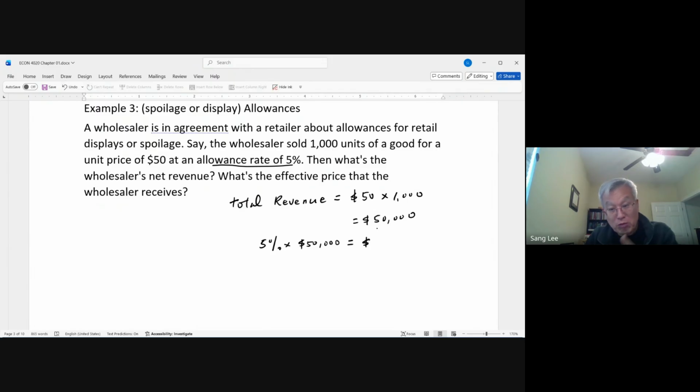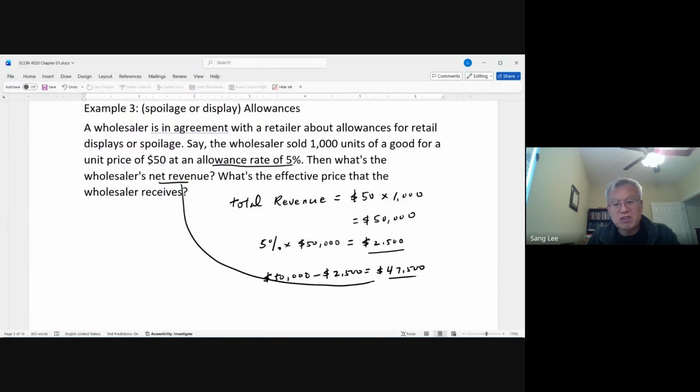$5,000. Okay, 10% of $50,000 is $5,000, and half of it is what? $2,500. Okay, so the amount of allowance will be $2,500. So the actual money, the real sales revenue, the wholesaler gets to keep is 50,000 minus $2,500. So that will be $47,500. Okay, so that is the net revenue.